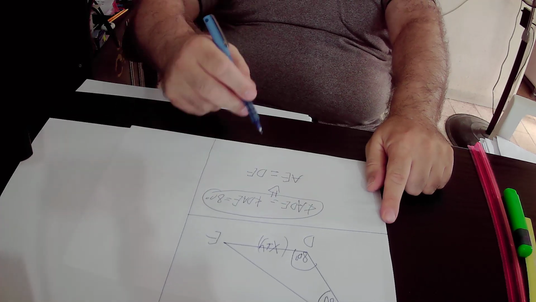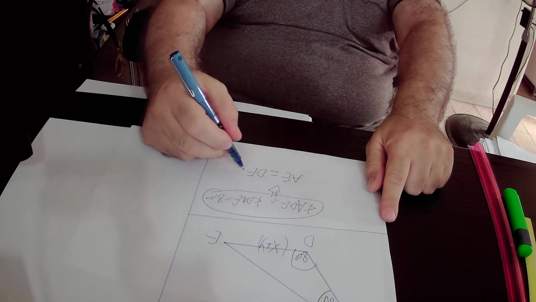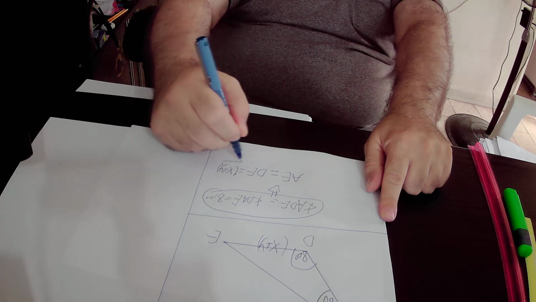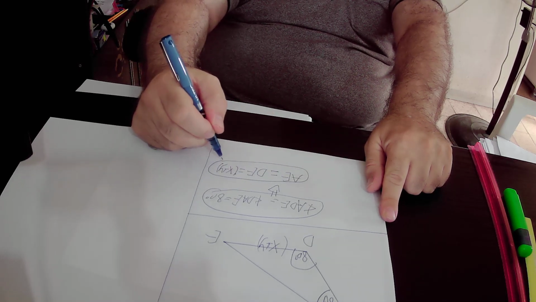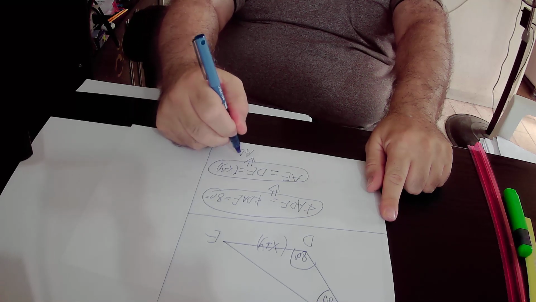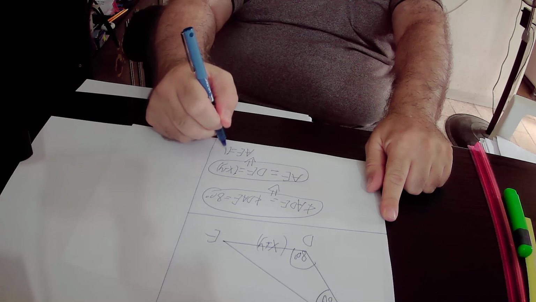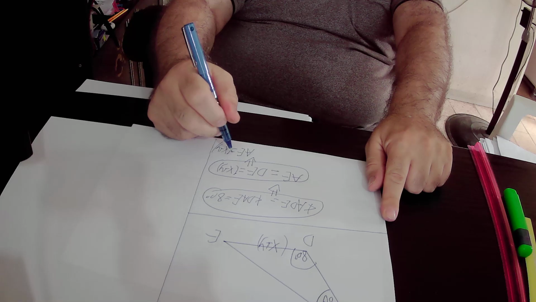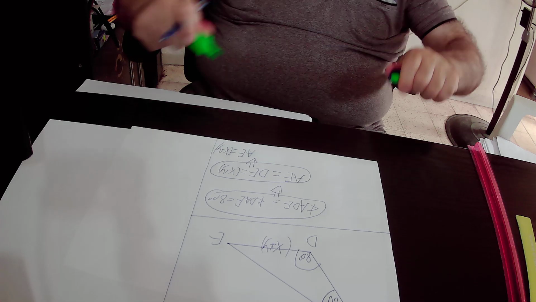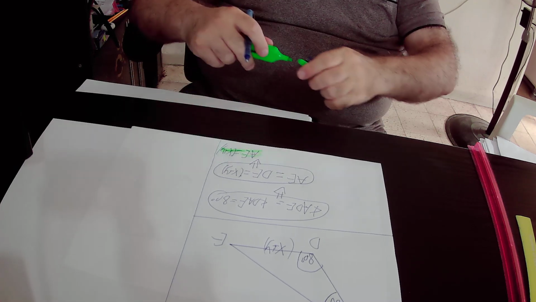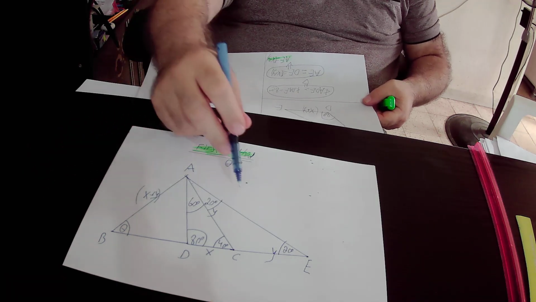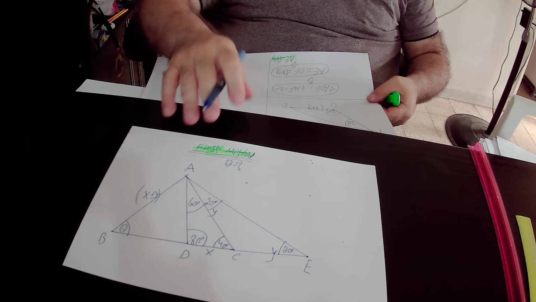Okay? But we have already found out that side DE equals X plus Y. And from this equation, AE equals DE equals X plus Y, we will derive that side AE is also equal to X plus Y. Okay? This side AE equals X plus Y. In the next step, I will copy the big triangle ABE in this page, and we'll analyze triangle ABE.